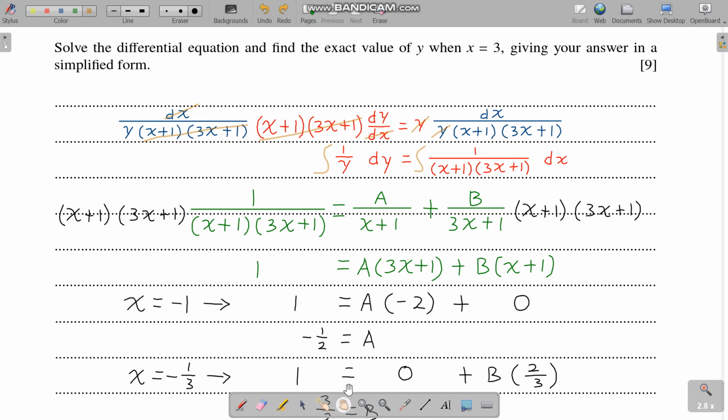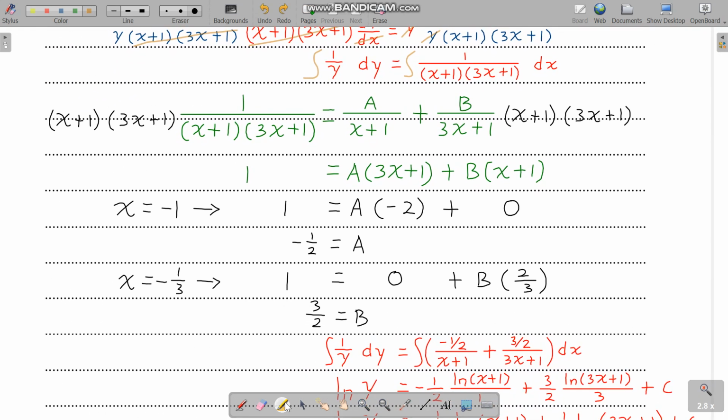So this is how we do the partial fractions decomposition. The first step is to identify the forms we have to use. For a simple linear factor, we use a constant over x plus 1 here, and for another simple linear factor, another constant divided by the 3x plus 1. And then we multiply both sides by the denominator. On the left they cancel out, we have only 1. On the right, we cancel out x plus 1, we have A times 3x plus 1. And we cancel out, we have B times x plus 1.